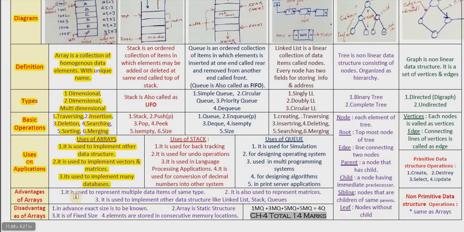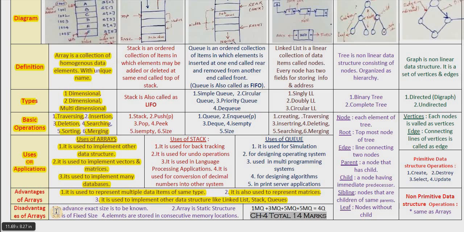Next, advantages of arrays. First, it is used to represent multiple data items of the same type. Second, it is also used to represent matrices. Third, it is used to implement other data structures like linked list and queues. So advantages are nothing but the same as uses of arrays.